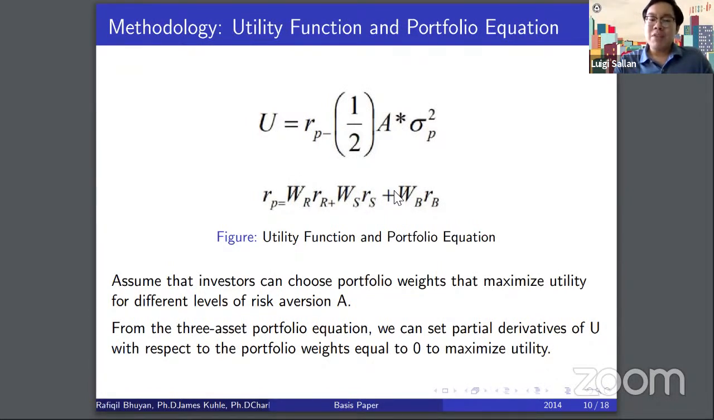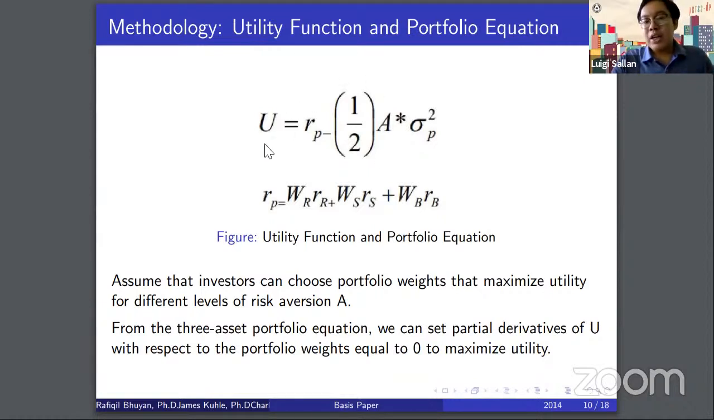Now we have different levels of risk aversion A, which range from 1 to 10. Levels closer to 1 would mean that you have a high appetite for risk, and levels closer to 10 mean you have a lower appetite for risk. Then we next have our equation for our three asset portfolio. From the three asset portfolio equation, we can set the partial derivative of our utility function with respect to the portfolio weights equal to 0 to maximize utility. Again, we would want to maximize your satisfaction for a given portfolio.